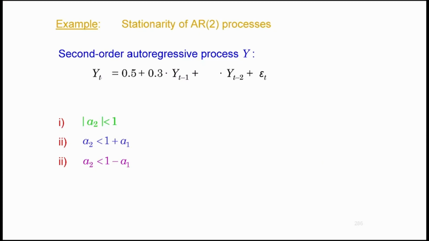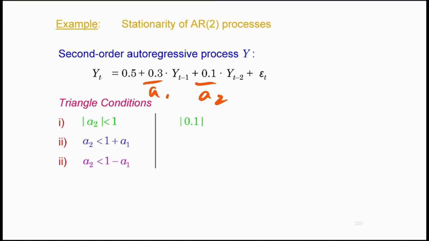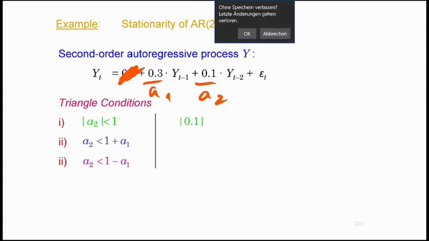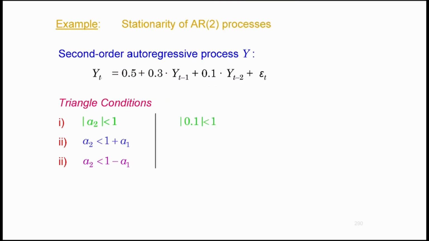So let's say you have this process, and then you check whether the triangle conditions are met. One by one, let's say the absolute value of A2, this is A2, guys, and this is A1, and then you can simply ignore the additive constant, because that's not going to be important. A2 has an absolute value which is less than 1 because the absolute value of 0.1 is less than 1, that's true. Now what about A2 being less than 1 plus A1? A2 is, of course, 0.1, and 1 plus 0.3 is greater than that, obviously, so 0.1 is less than 1.4, so the second condition is also met.